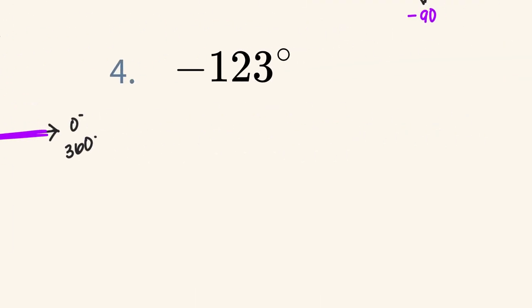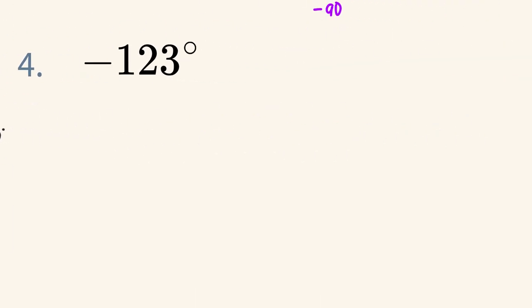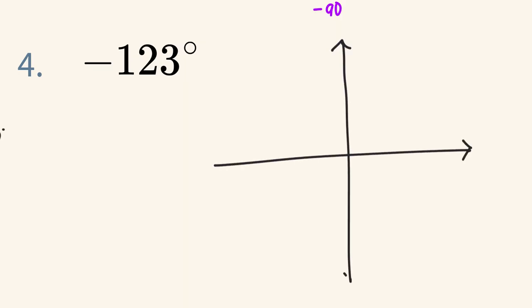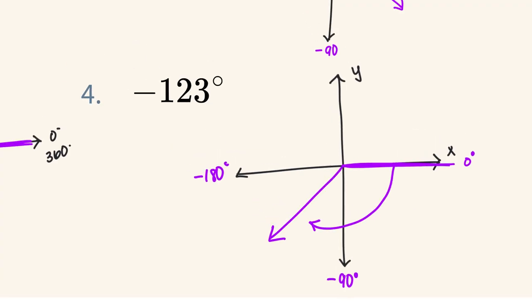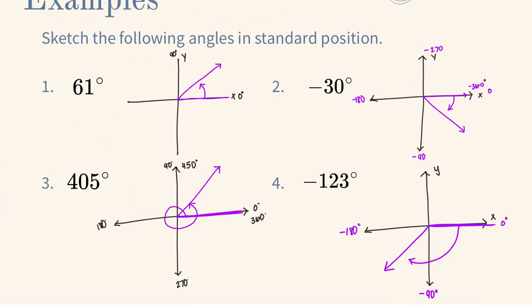Looking at number 4. Now this is negative, so I have to go in the negative direction. Please make sure you remember, if you're going in the negative direction, you're going clockwise. So draw your graph. Guys, anytime it says sketch and the graph isn't given, you still have to give your graph. So here's my x, here's my y. I'm starting at my initial side at 0. If I'm going negative, I'm going clockwise. So this would be negative 90 degrees. This would be negative 180 degrees. And I know 120 is in between 90 and 180. Drawing my arrow, please make sure your arrows are drawn correctly.